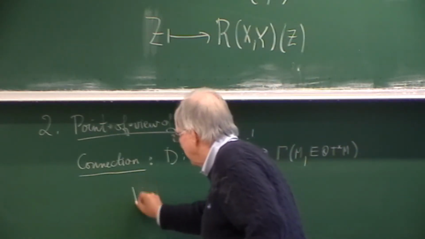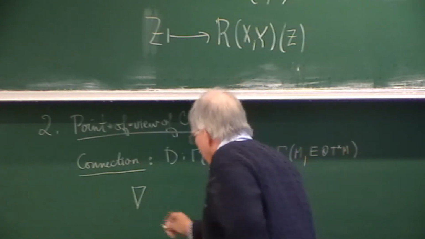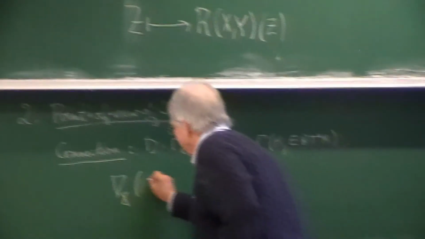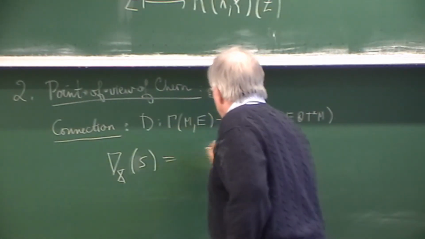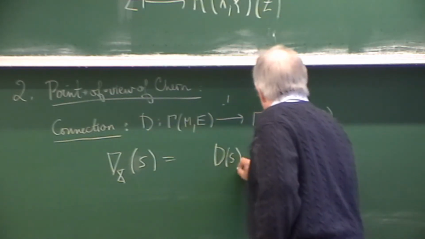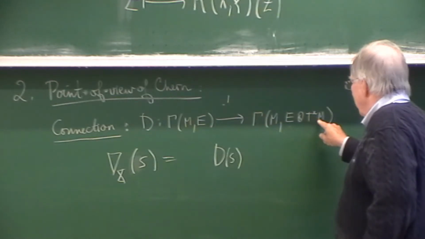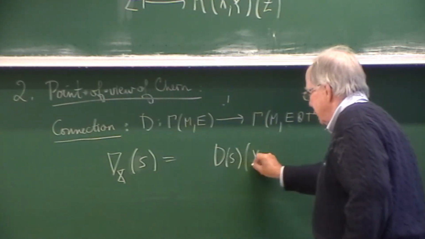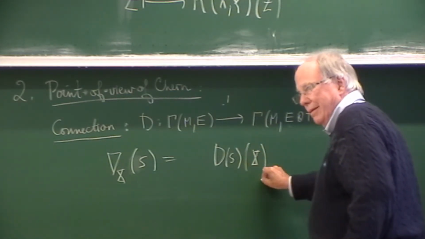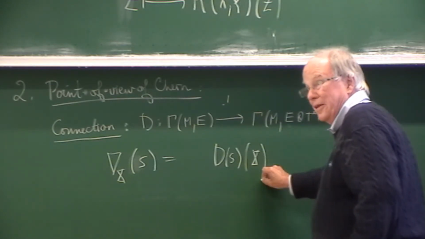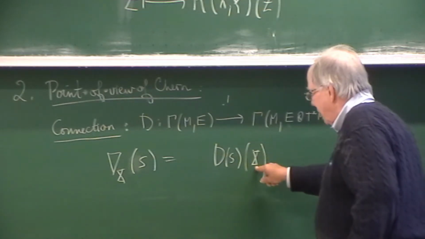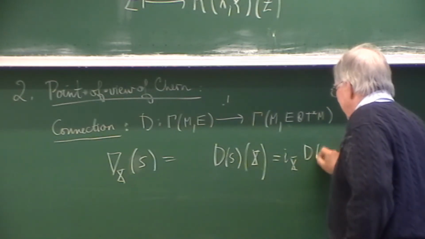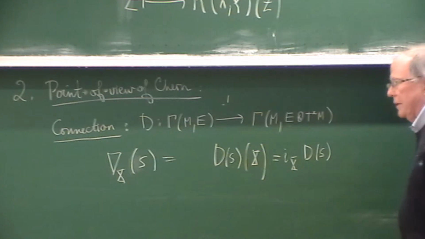Let's remind ourselves why that's a connection. It satisfies some axioms, of course, but nabla x of a section means you take d of this section, and d of this section is a section tensor of one form, and you apply that to x. Right? That's right. Isn't that what it is? It gives you a way of applying x. I call this the contraction of x with d. Okay.